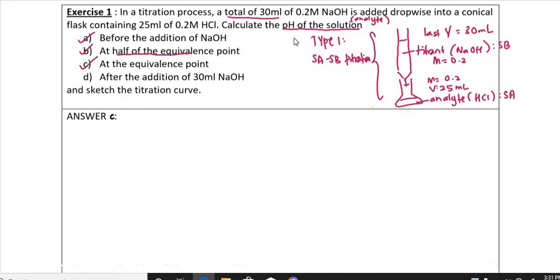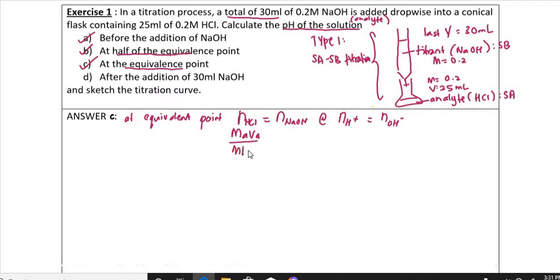We want to calculate the pH of the solution at the equivalent point. As we know, at equivalent point, mole acid akan sama dengan mole base. Okay, also we can write like this: mole acid equals to mole base. That means you have to use this formula, which is MAVA over MBVB, A over B.